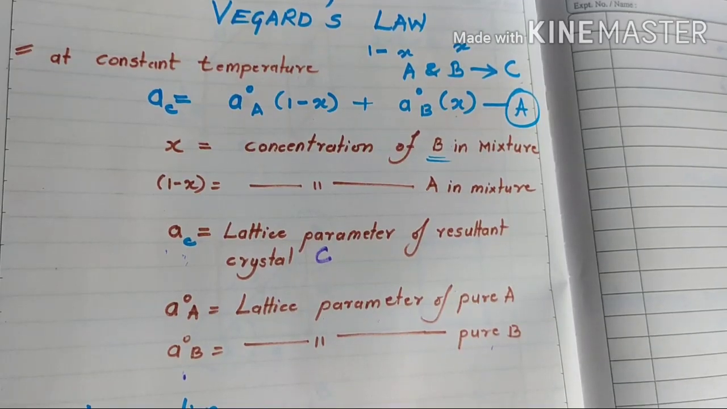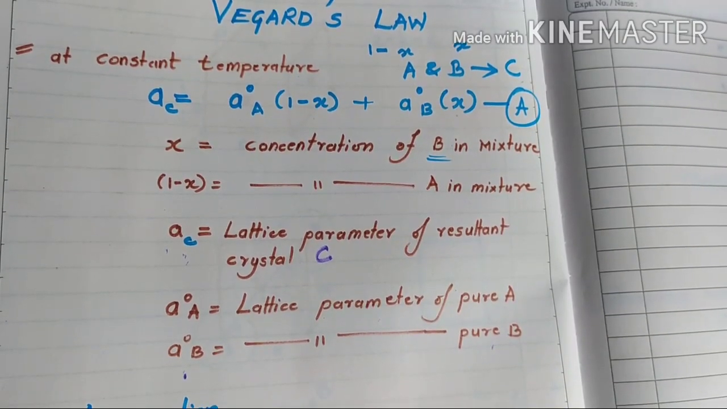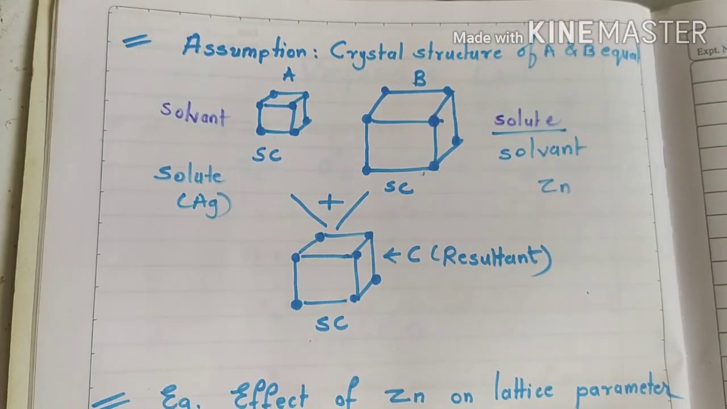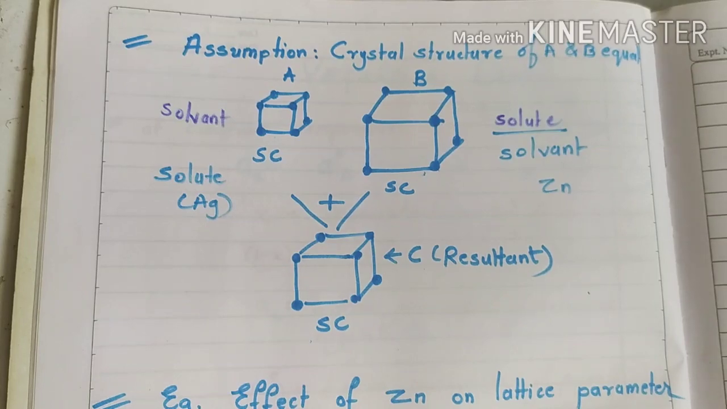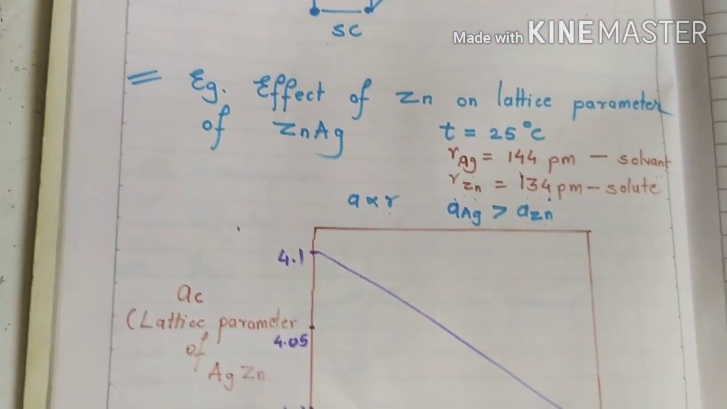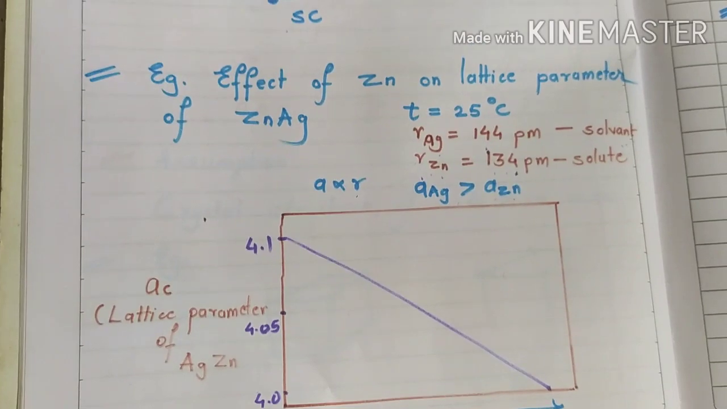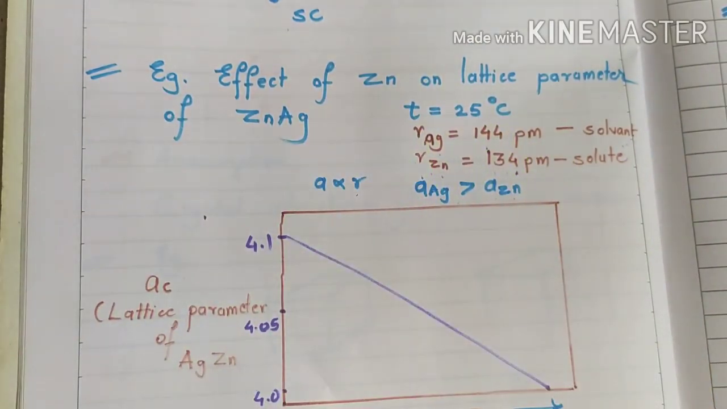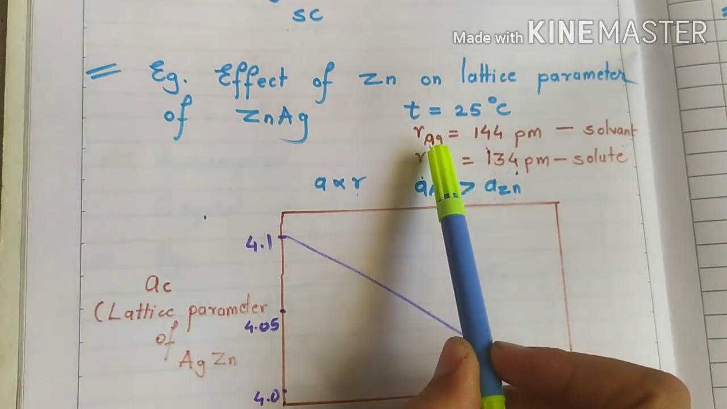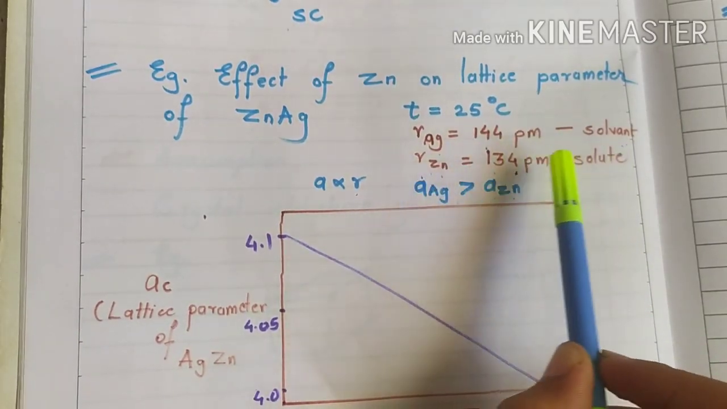So let's move ahead and understand this law better by considering two examples. One of the important assumptions of Vegard's law is that the two components that are mixing, that is A and B, should have the same crystal structure. So if A is simple cubic, then B would also be simple cubic, and thus resultant C would also be simple cubic. Now to understand this better, let's consider the example of Zn Ag. In this example, we have taken 25 degrees Celsius constant temperature since Vegard's law is for constant temperatures. Here we have taken Ag as the solvent and Zn as the solute.